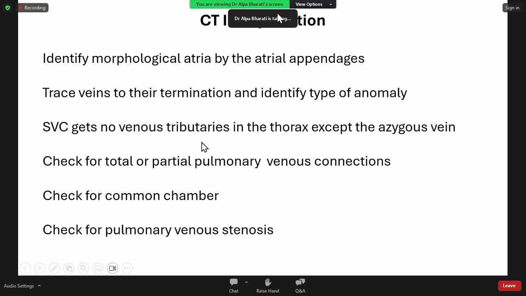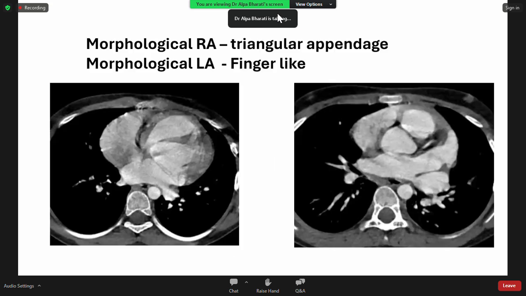Next is you must check whether there is a total anomalous connection or a partial pulmonary venous connection anomaly. Look for a common chamber. So I mentioned what is a common chamber. This is an important thing which you should remember. And check for pulmonary venous stenosis. This is also an important finding which must go in all reports. Now, first step is identifying the morphological atria.